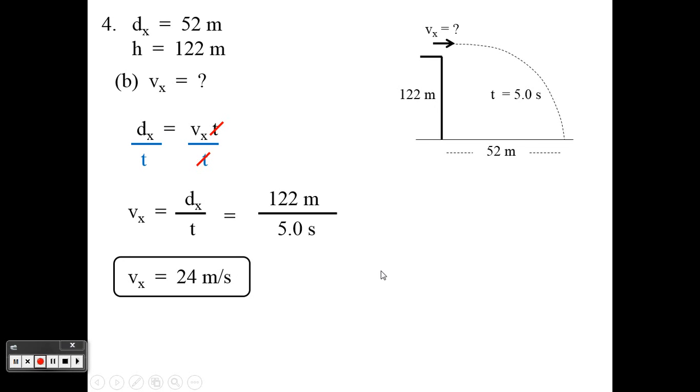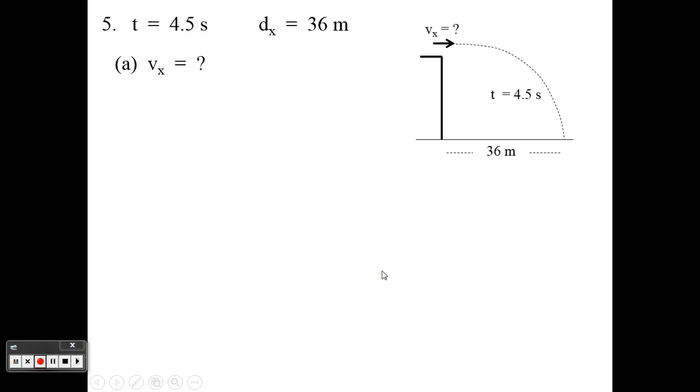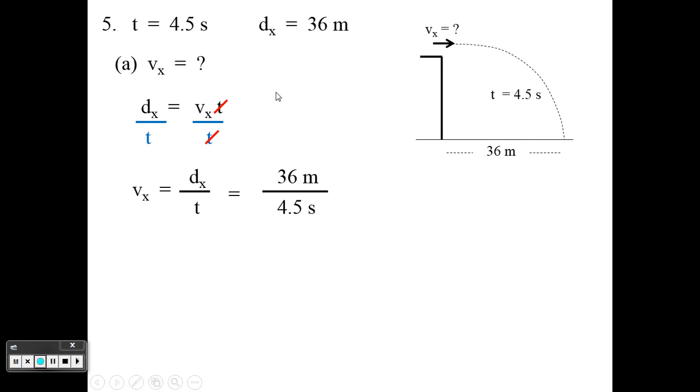All right, let's do example number 5. Now we have a stone thrown horizontally from a cliff and it lands 4.5 seconds later, 36 meters away from the cliff. This time we want to find the horizontal velocity. Notice that you are given the horizontal distance and you're given the time. So now we can use d is equal to v times t once again. Solving for the velocity and inserting our numbers, we get an answer of 8 meters per second.